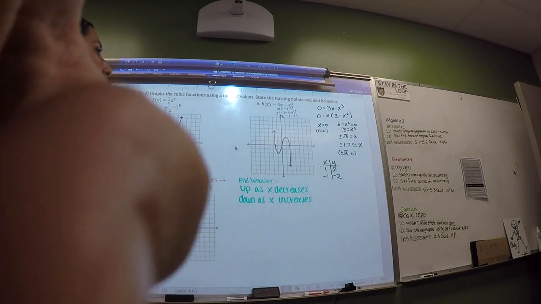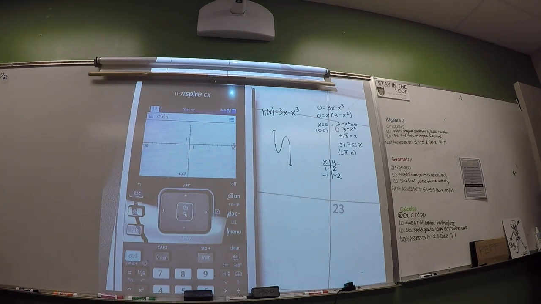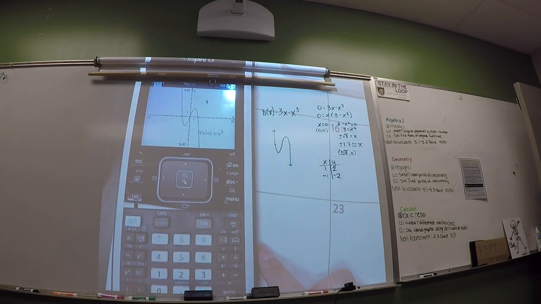Now, to graph it, up here where it says f of x, you're gonna type in 3x minus x, and then there's no cube, so you have to hit the little caret button, which is here, so to the third power, and then press enter. Good. Okay, so is that what we have? Yes, basically, yeah, that's what we have.